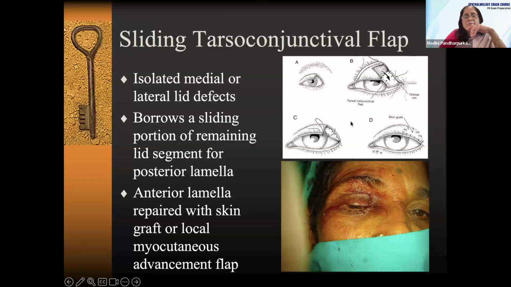Sliding tarsoconjunctival flap. Here you can take the entire lid and slide it. Look at the defect here. You see we have slid it here. For the upper lid, this is the way the tensile flap is going.